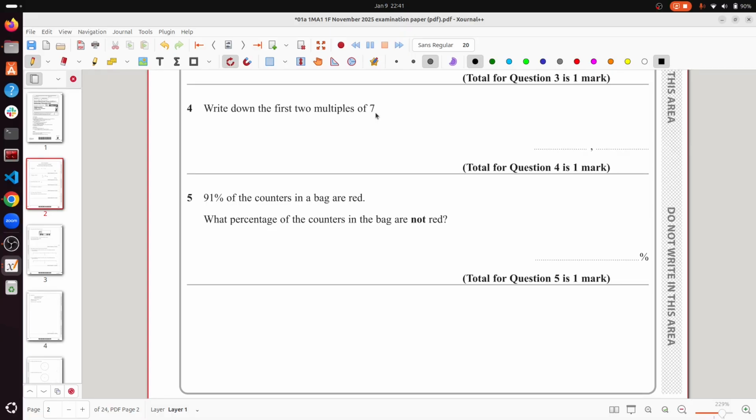Number 4, write down the first two multiples of 7. So this is about our multiples. Listing our multiples means it's in the times table of 7. The first one is 7, because 7 times 1 gives us 7. The second one is 7 times 2, which is 14. So these are the first two multiples of 7, the numbers in the 7 times table.